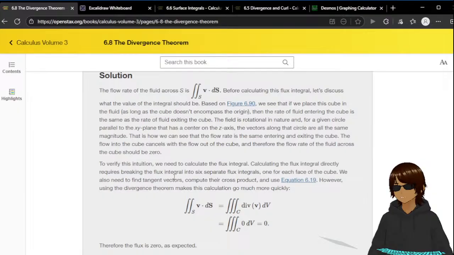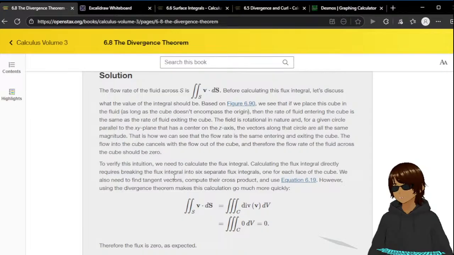Before calculating this flux integral, let's discuss what the value of the integral should be. Based on figure 6.9, we see that if we place this cube in a fluid, the rate of the fluid entering the cube is the same as the rate of the fluid exiting the cube. The flow is rotational in nature, and for a given cube with its center on the z-axis, the vectors along a circle all have the same magnitude. That is how we can see that the flow rate into the cube cancels out with the flow out of the cube. Therefore, the flow rate of the fluid across the cube should be 0.